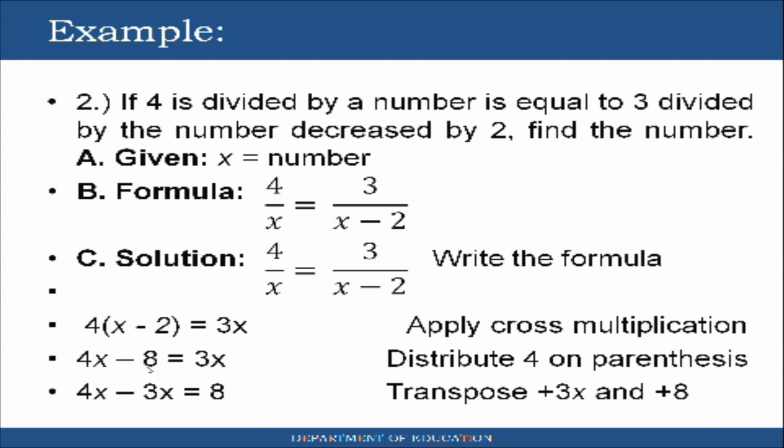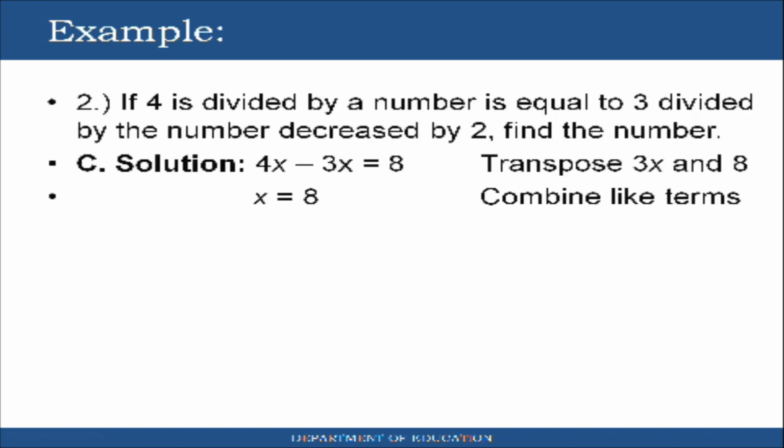So negative 8 plus 8 is 0, and positive 8 on the right side will still remain. And the 3x minus 3x on both sides, so we'll have 0 on the right side. So it will become 4x minus 3x equals 8. After transposing, we'll combine like terms. So 4x minus 3x is equal to x, which is equal to 8. So after getting x, we'll write the answer. We're looking for the number, so the number is 8.